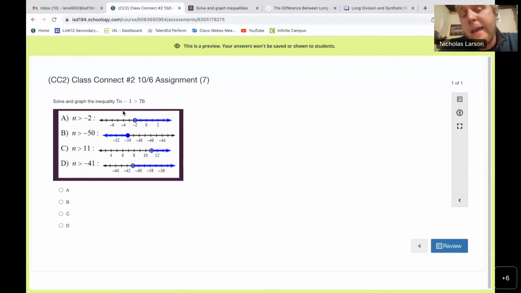And because I did not multiply or divide by a negative, the inequality stays the same. And because it doesn't have that line underneath, which means equal to, I know that it's an open circle. So n is greater than 11, which is how this is showing. 12 is bigger than 11. 13 is bigger than 11. So I'm going to choose C. Okay. That's your Class Connect assignment.